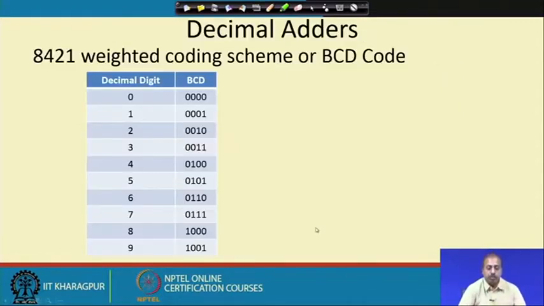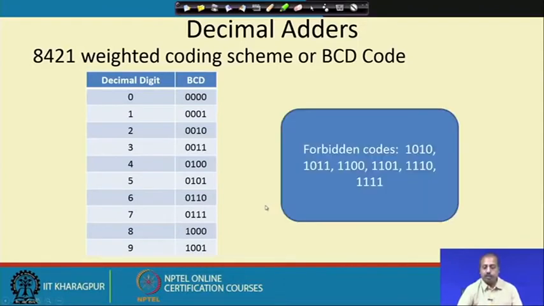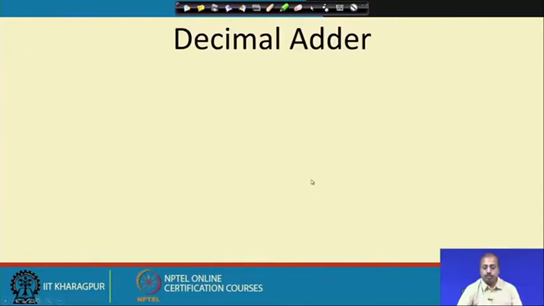Next we will be looking into the decimal adder. Decimal adder means that I have binary coded decimal digits, BCD, and I want to add them. Here the digits important are 0 to 9 only, and the rest are not important. They are coded like this: 9 is coded as 1001, and the rest of the 4 bit combinations are not valid for BCD addition. These are the forbidden codes 1010, 1011 and so on.